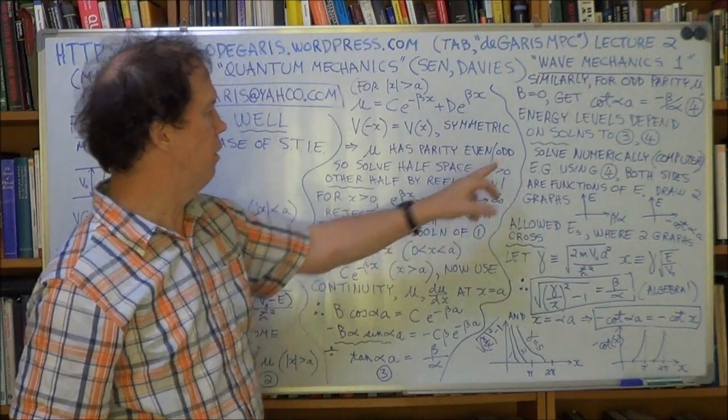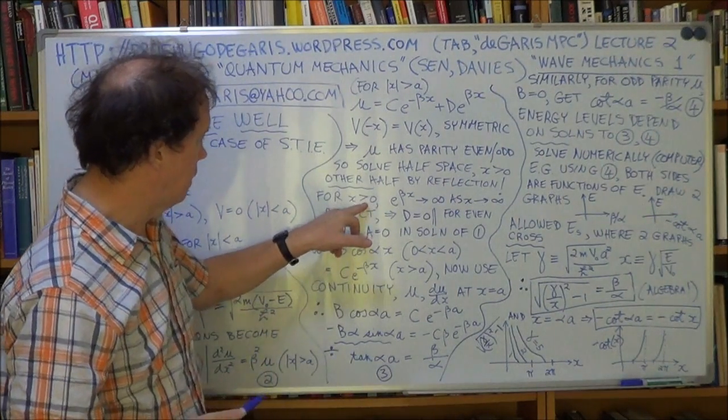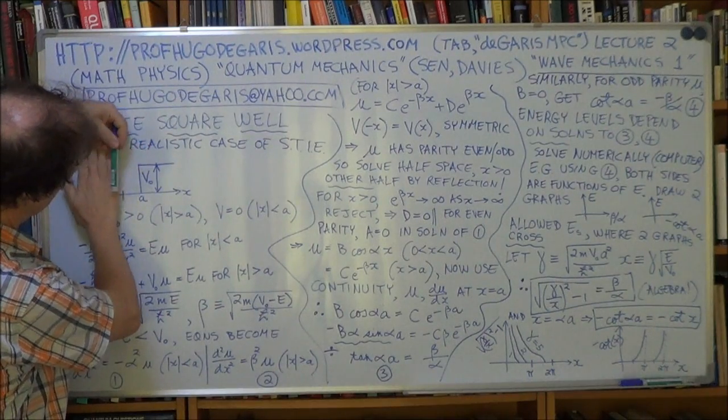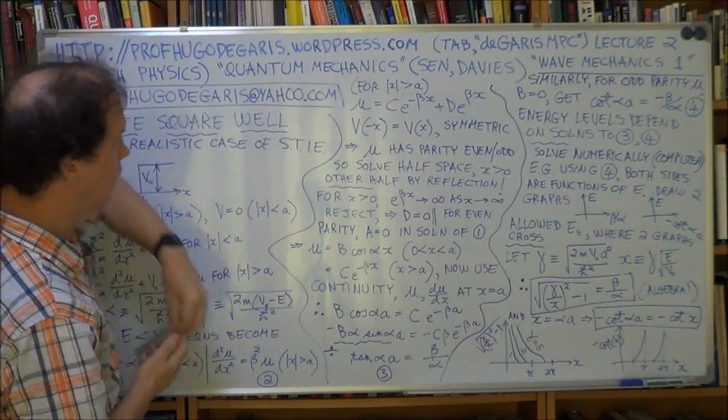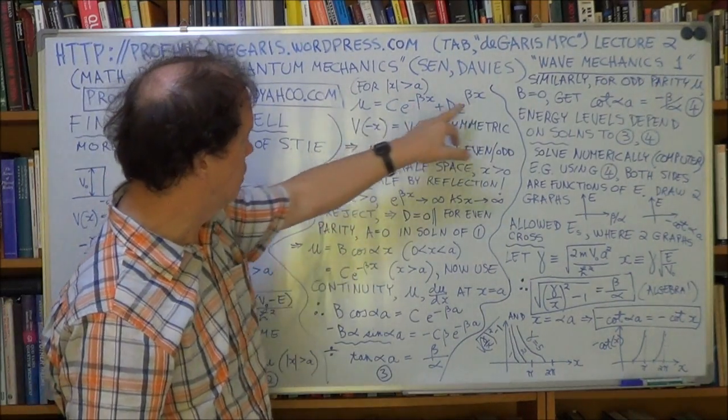Because of even or odd parity. Okay, so let's work on the right hand side. So we're dealing with this part, for x greater than 0. Now here's our general solution.